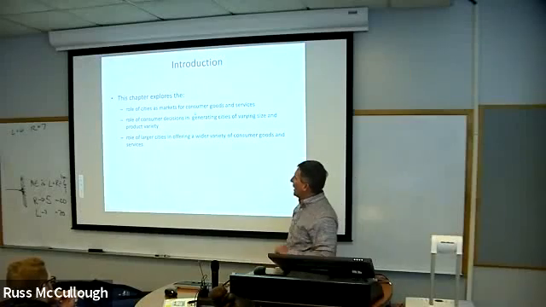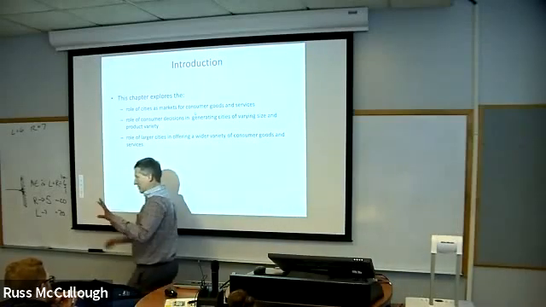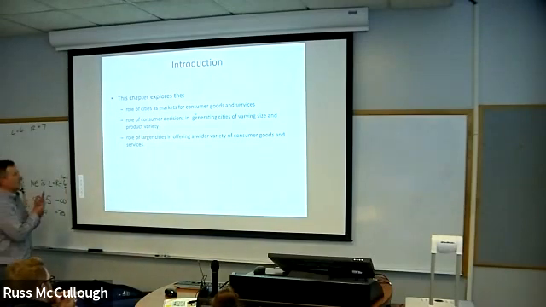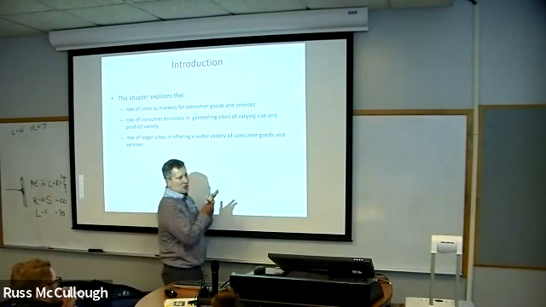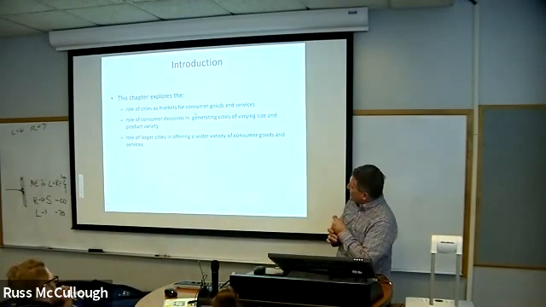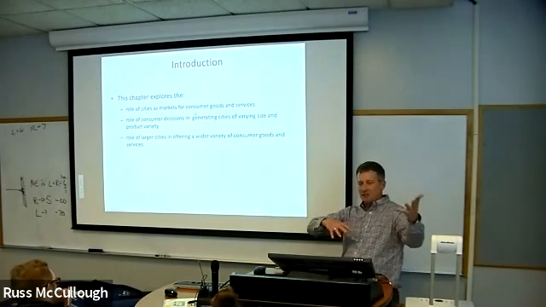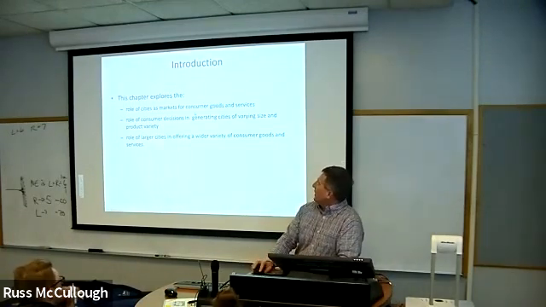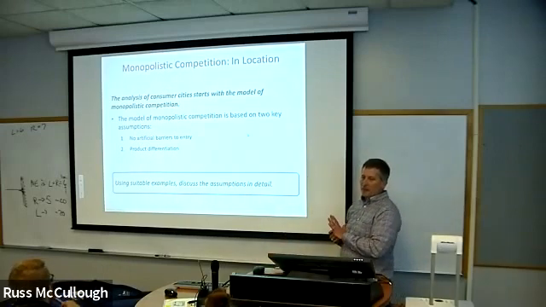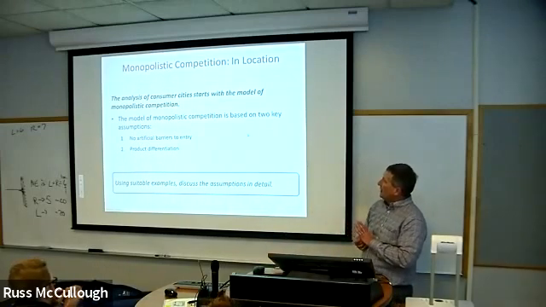All right, so this chapter 6 is going to be looking at where cities develop and the types of goods and services that are generated in cities. And so why do we have big cities and small cities? We're going to use the model of monopolistic competition mostly to make the arguments for it.